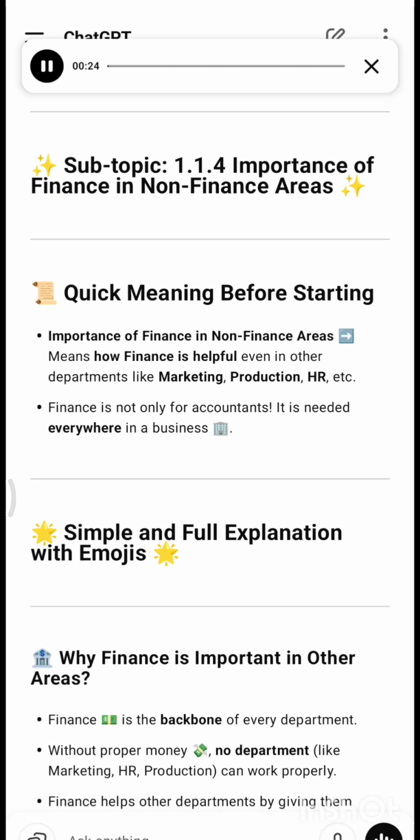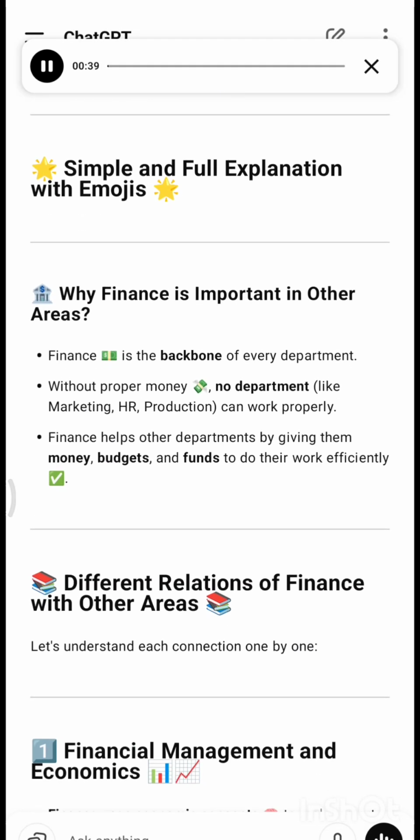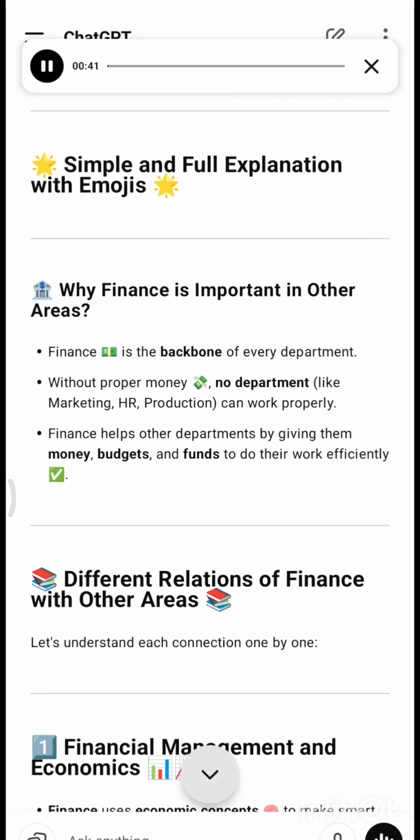Quick meaning before starting. Importance of finance in non-finance areas means how finance is helpful even in other departments like marketing, production, HR, etc. Finance is not only for accountants. It is needed everywhere in a business. Simple and full explanation with emojis.